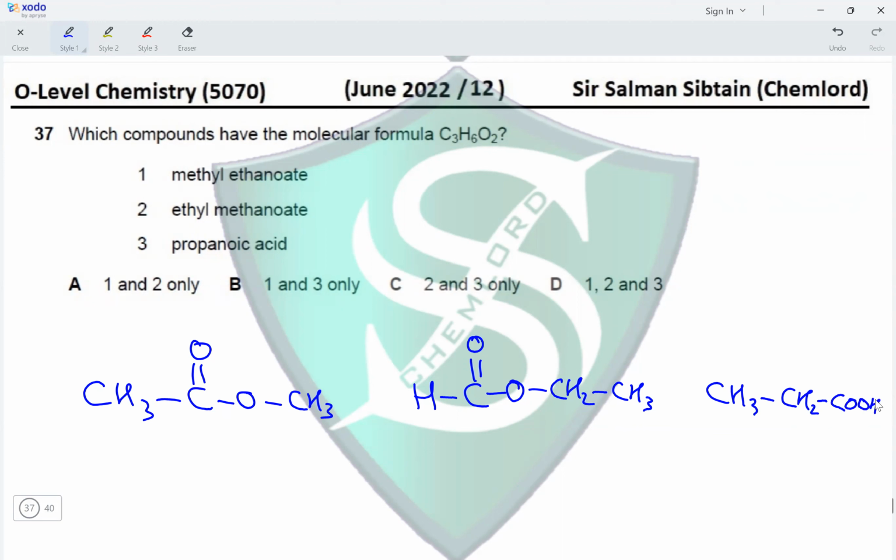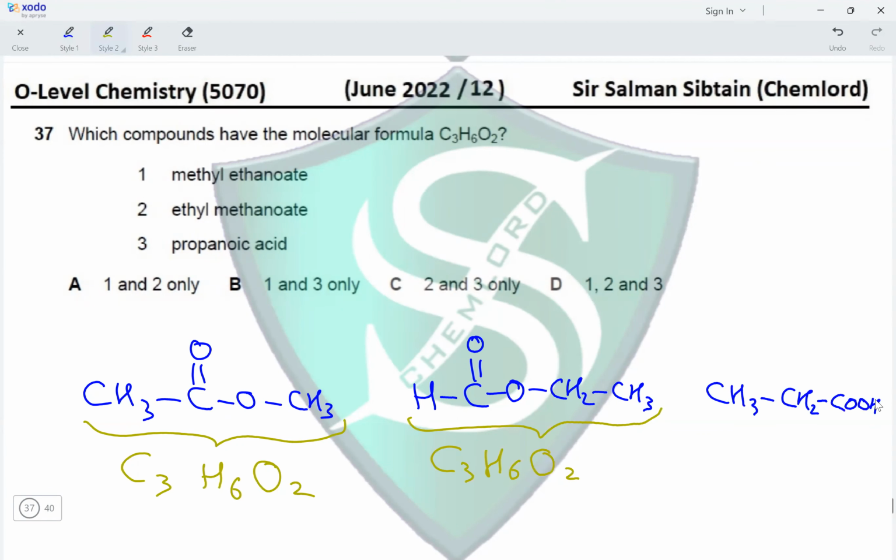COOH. And they're asking which of these has the molecular formula C3H6O2. So let's find out. We have 3 carbon atoms here, 6 hydrogen atoms and 2 oxygen atoms. In the second compound, we have 3 carbon, 6 hydrogen and 2 oxygen. In the third compound, we have 3 carbon, 6 hydrogen and 2 oxygen. So all of them have the molecular formula C3H6O2. This makes option D the correct option for this question.